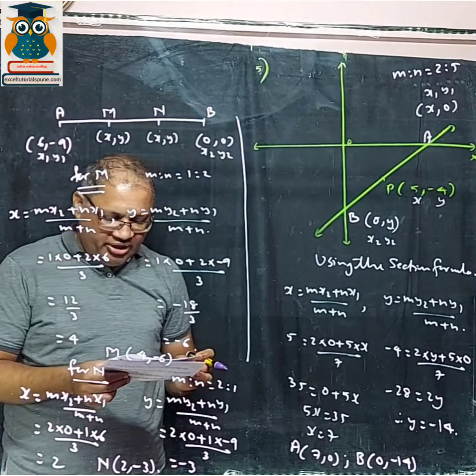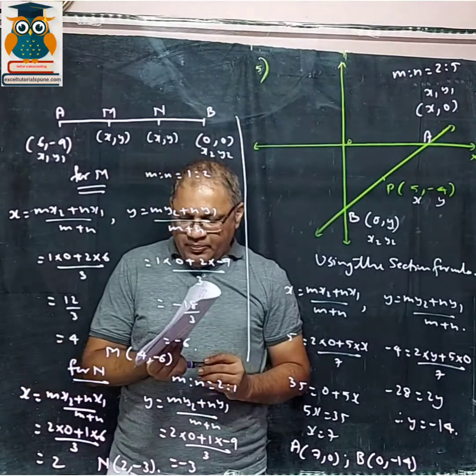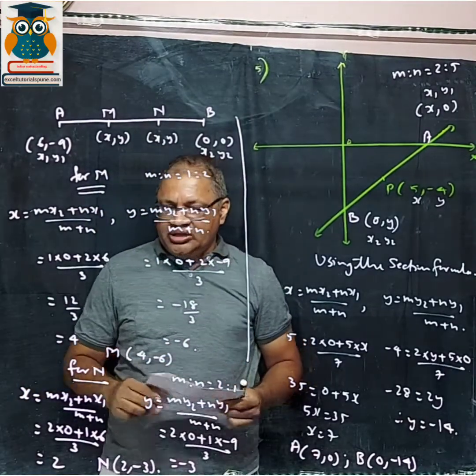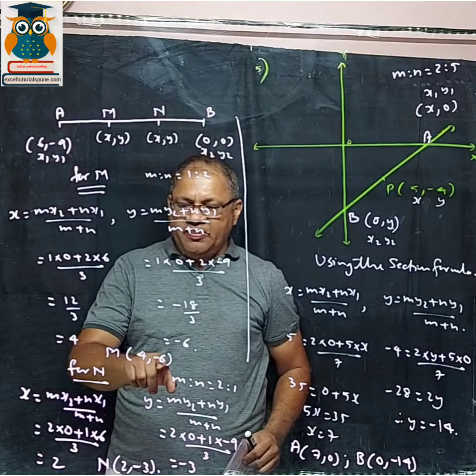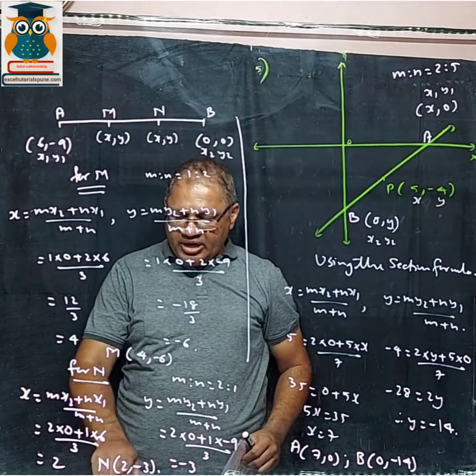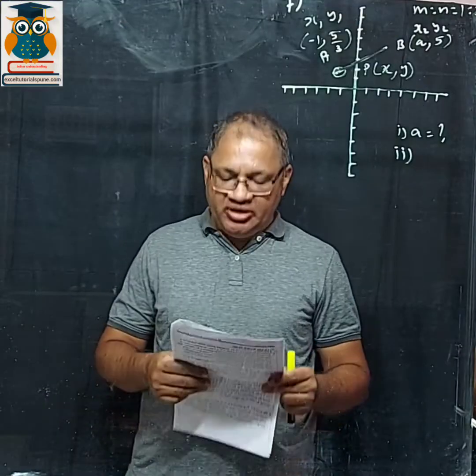So that's how we get the coordinates of the points of trisection. That is the value of m, that is 4 and minus 6, and value of n, that is 2 and minus 3. With the seventh sum.